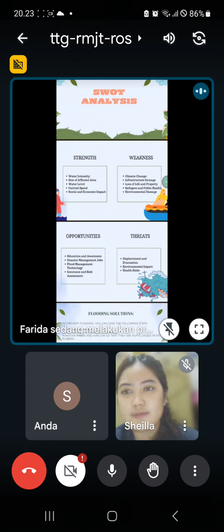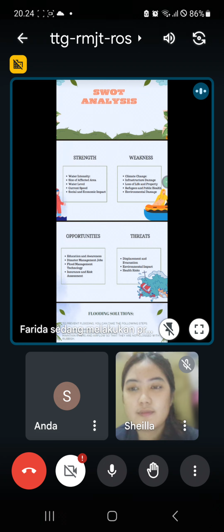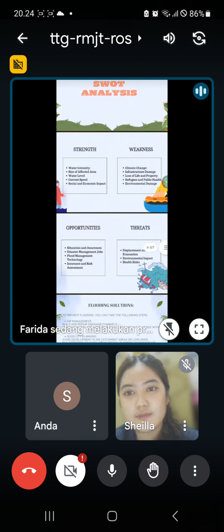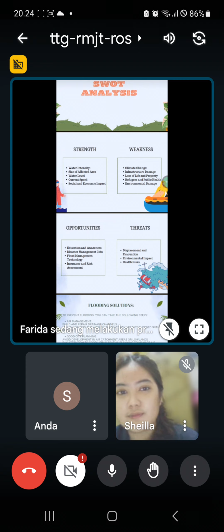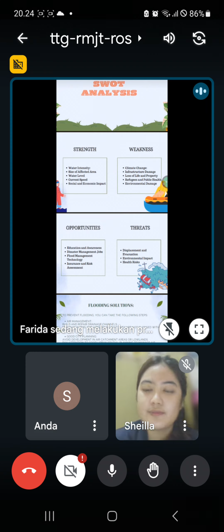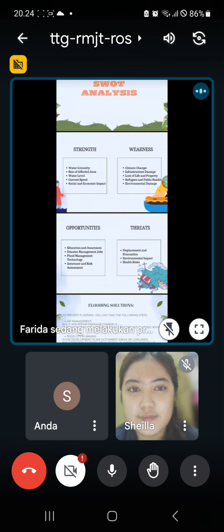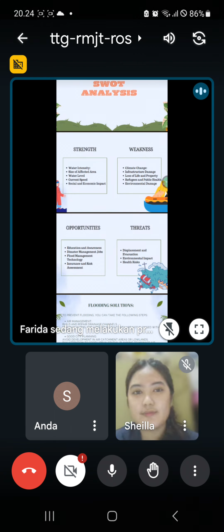And then the third is loss of life and property. Floods can result in loss of human life and damage to property, causing economic loss and human suffering. And then the fourth is refugees and public health. Floods often result in mass evacuation and increase the risk of disease due to contaminated water and compromised health facilities. And then the last weakness, environmental damage. Floods can damage the ecosystem of rivers, lakes, and coastal areas, endangering biodiversity and affecting the ecological balance.